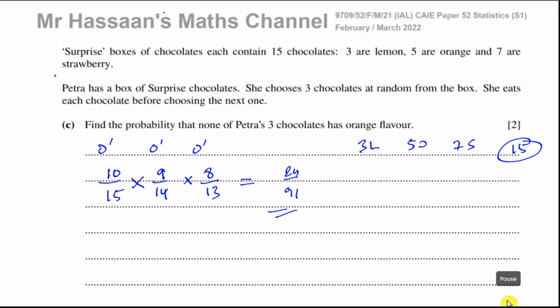Now for part D, it says find the probability that each of Petra's 3 chocolates has a different flavor. So we have 3 lemons and 5 oranges and 7 strawberries. We want to find that when she takes 3 picks, and she eats what she picks, so there's no replacement, all 3 of the flavors are different. She never chooses the same flavor twice.